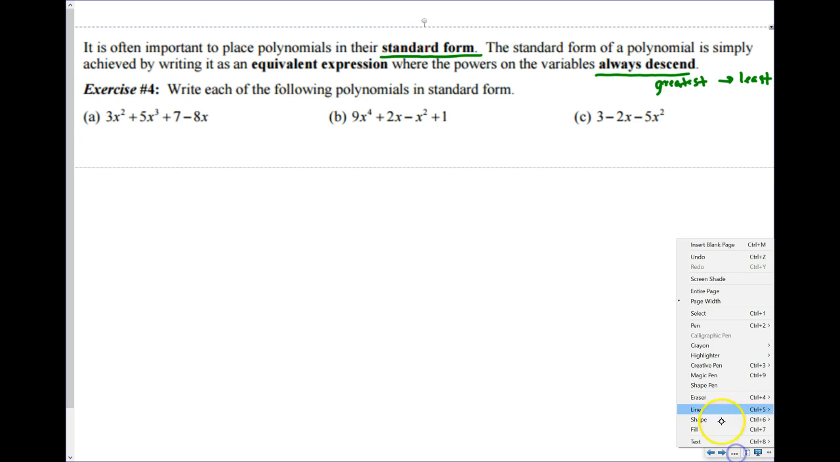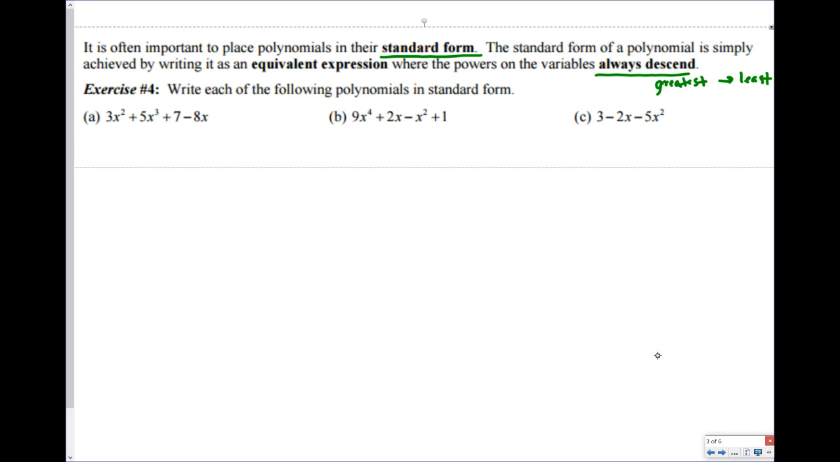So number 1, letter A, look, I've got my exponents. I've got an exponent of 2, I've got an exponent of 3, and this is my invisible 1. I need my exponents to be ordered 3, 2, 1, and then at the very end, I have my constant. So what I'm going to do is rewrite this so that works.